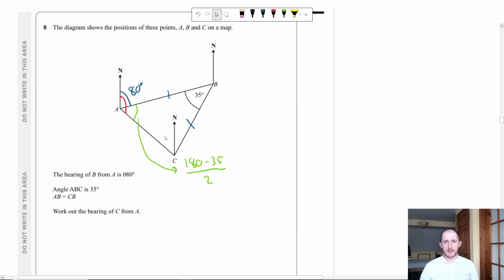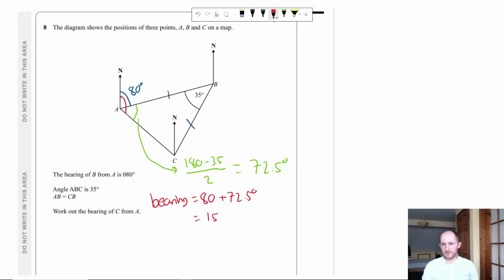And because it's isosceles, they're both the same. So then that would give me 180 minus 35, which is 145. So it should be 72.5 degrees. Which means the bearing is equal to 80 plus 72.5, which is 152.5 degrees.